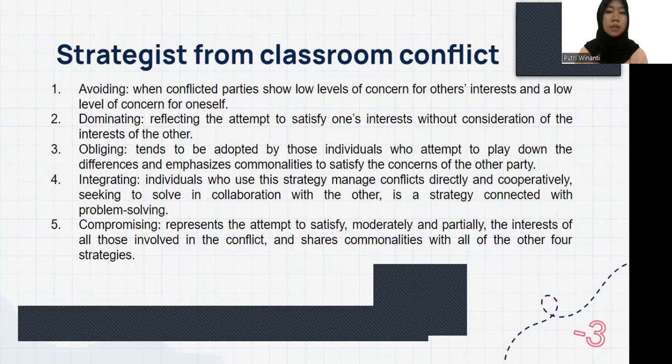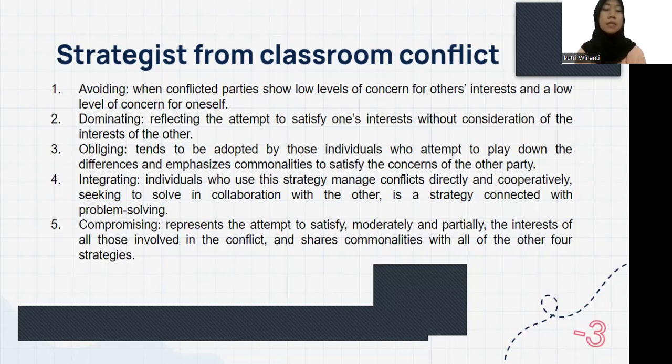And the next, integrating. Individuals who use this strategy manage conflict directly and cooperatively, seeking to solve it in collaboration with the other. It is a strategy connected with problem solving. The use of this involves openness, exchanging information, looking for alternatives, and examination of differences to reach an effective solution for everyone involved in the conflict. It is a strategy useful for effectively dealing with complex problems.